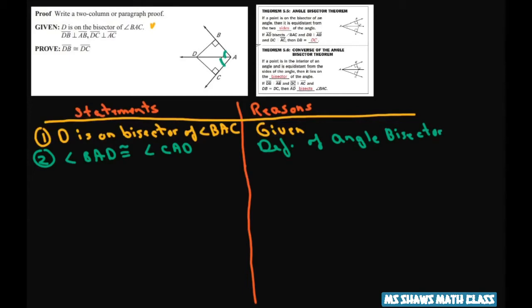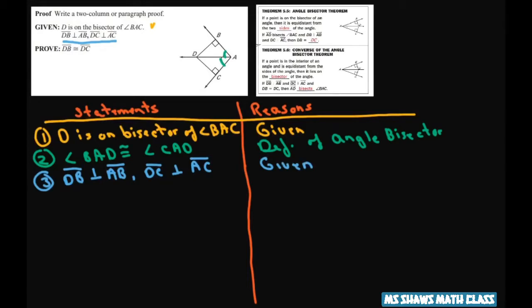All right, and then for three, let's write the rest of the given here. DB is perpendicular to AB, and DC is perpendicular to AC. And that was given.